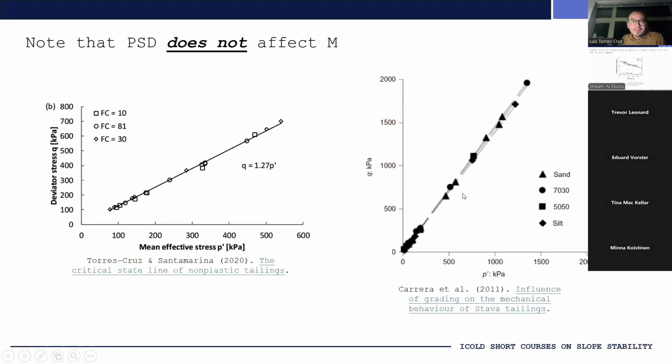Okay. It's also good to be aware that generally, if your fines are non-plastic, then your particle size distribution does not affect the slope in the Q-P prime space. And here I am showing several examples. These are with platinum tailings, and regardless of the fines content, you get pretty much the same M. And these are tailings from the Scala tailings facility in Italy. And again, regardless of the particle size distribution, they are all falling on pretty much the same Q versus P prime line.